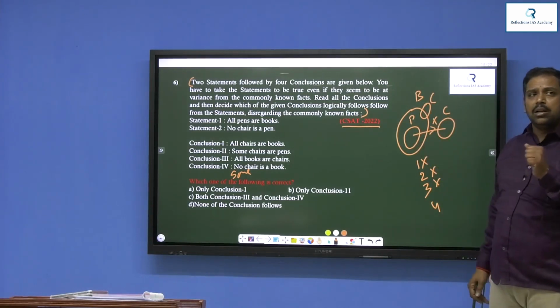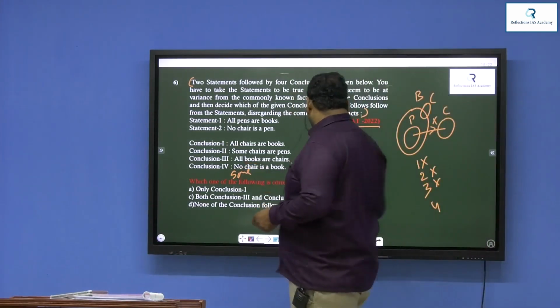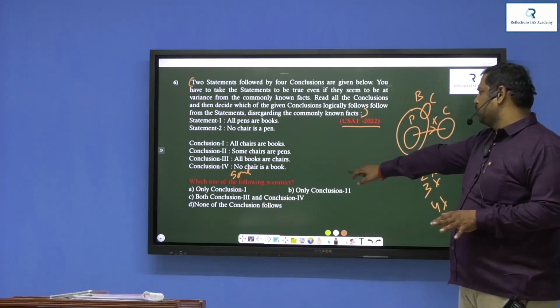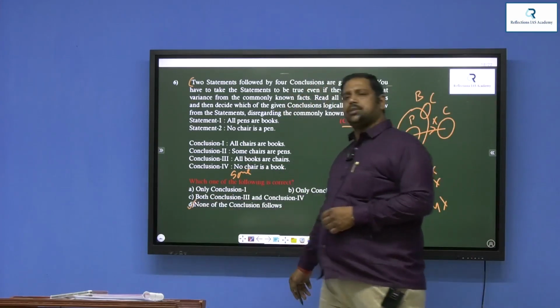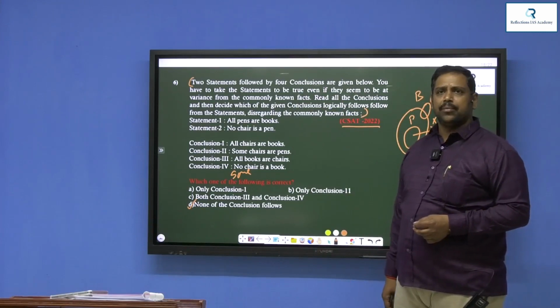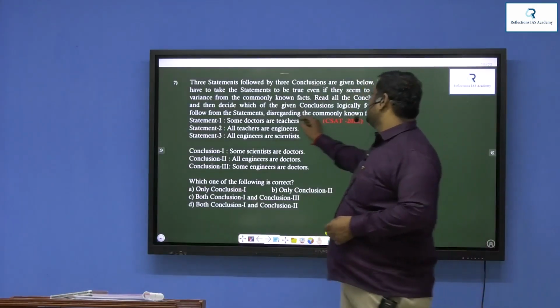Which is possible? Negation means conclusion is wrong. Okay, all the four conclusions are wrong. Any either-or is there or not, we have to check. Only one follows, only two follows, both follows, waste. So answer is none of the conclusions follows. What's the answer? D is the answer. Am I correct? Can I go to the next one? As usual, this is the common one.